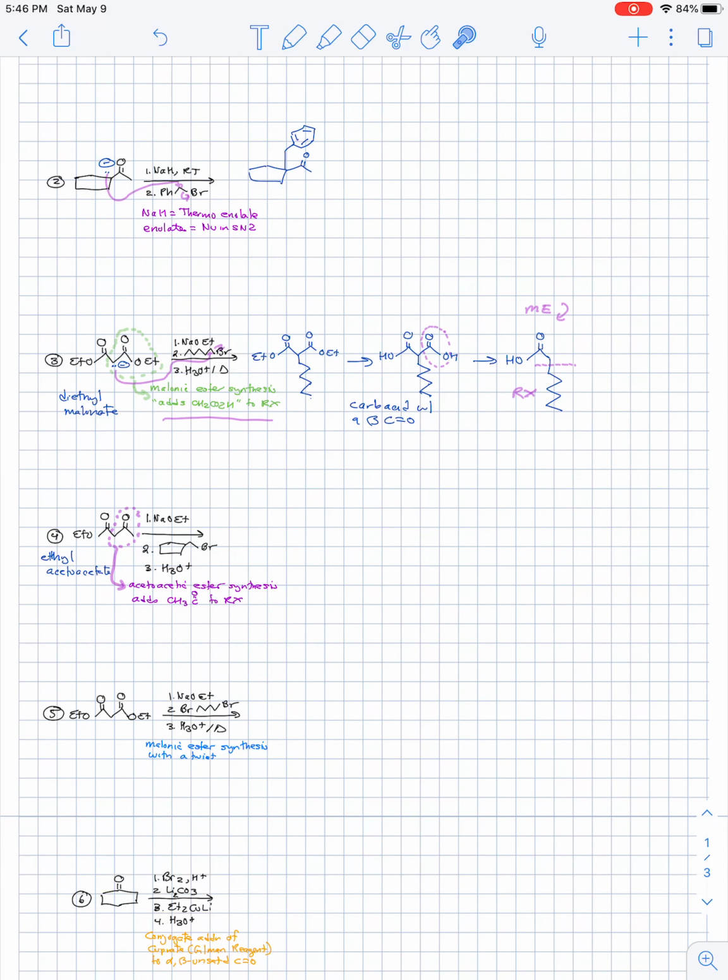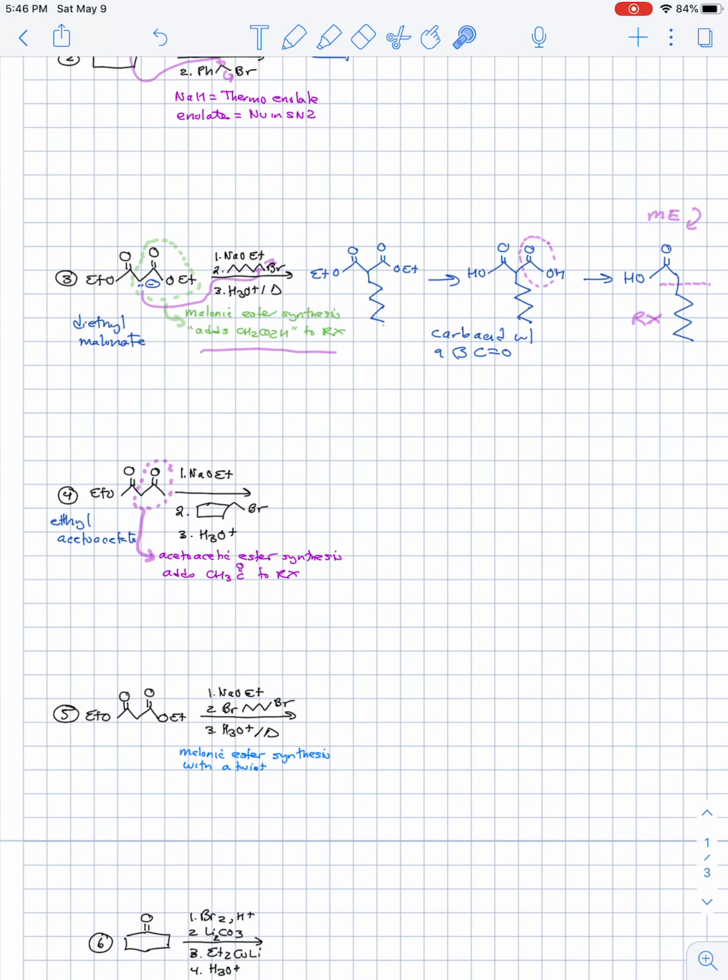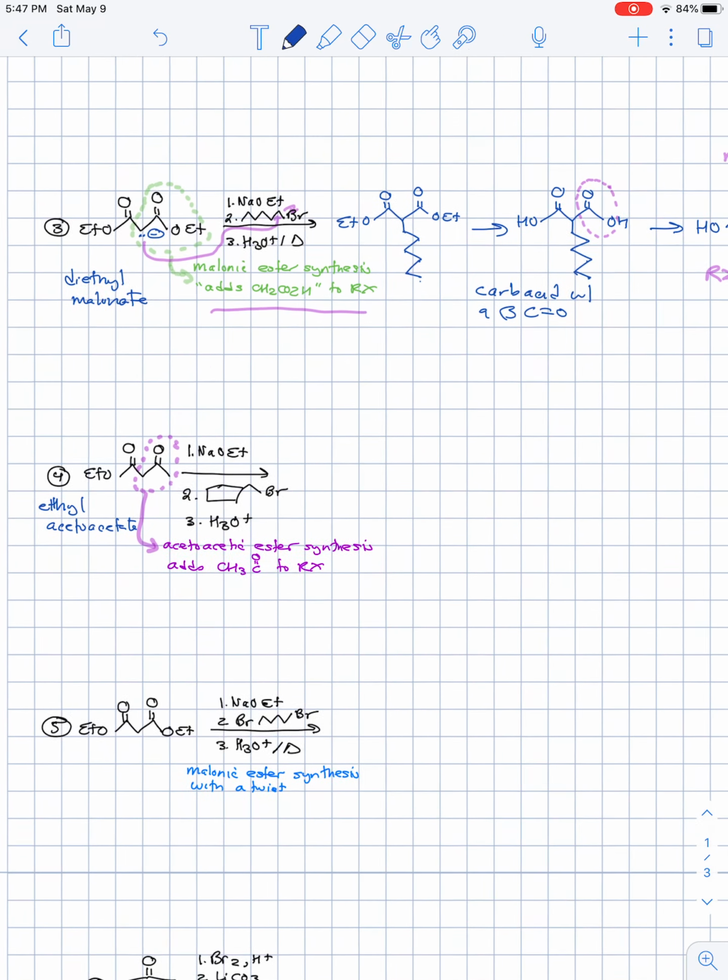So the same sort of thing happens with the acetoacetic ester synthesis. We make the enolate, and then we alkylate the enolate.